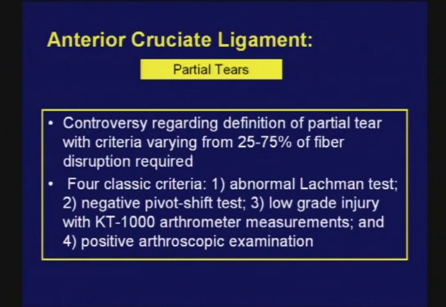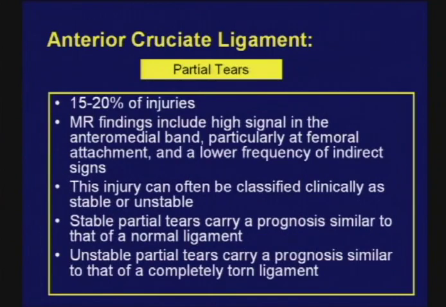Partial tears, there's a lot of controversy regarding the definition of partial tears of the anterior cruciate ligament. In recent articles, four classic criteria have been noted. An abnormal Lachman test, a negative pivot shift test, a low-grade injury using that arthrometer that was actually developed in San Diego, and the final one, which is the proof, a positive arthroscopic examination. They're not the most common pattern that we see. They represent 15 to 20%, and I think they're extremely difficult to diagnose on MR imaging.